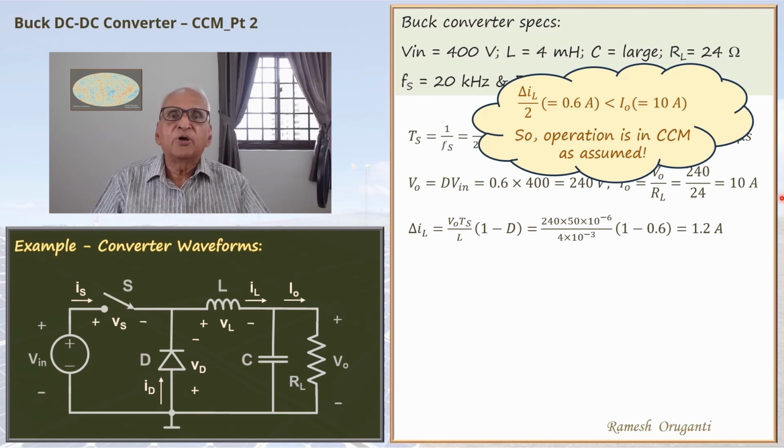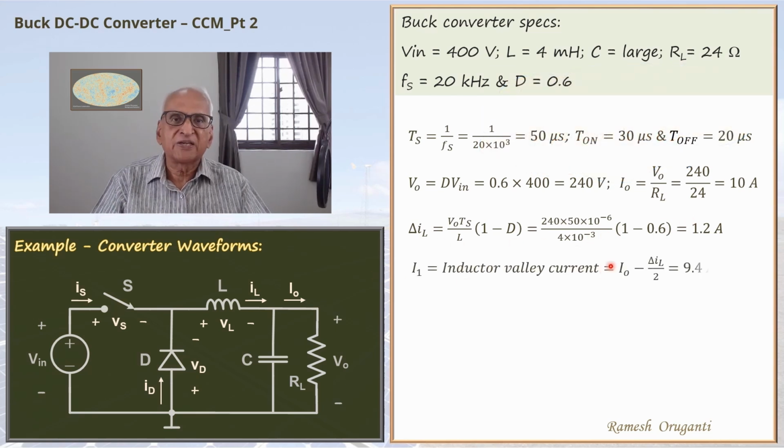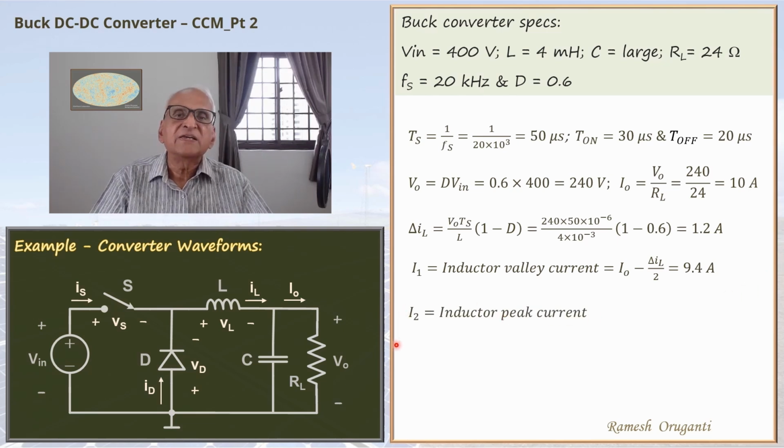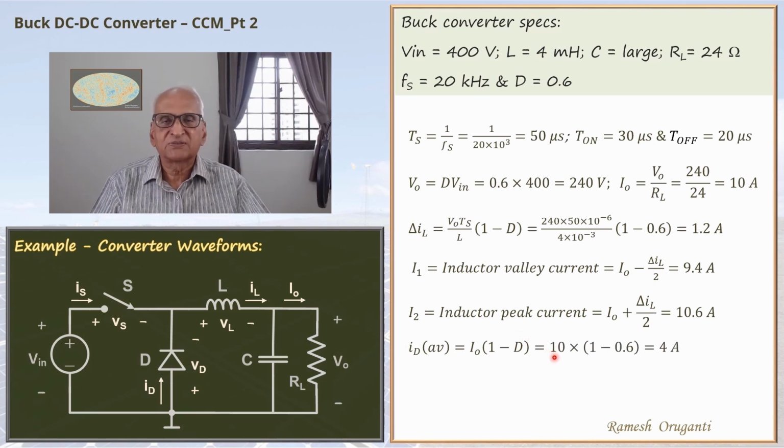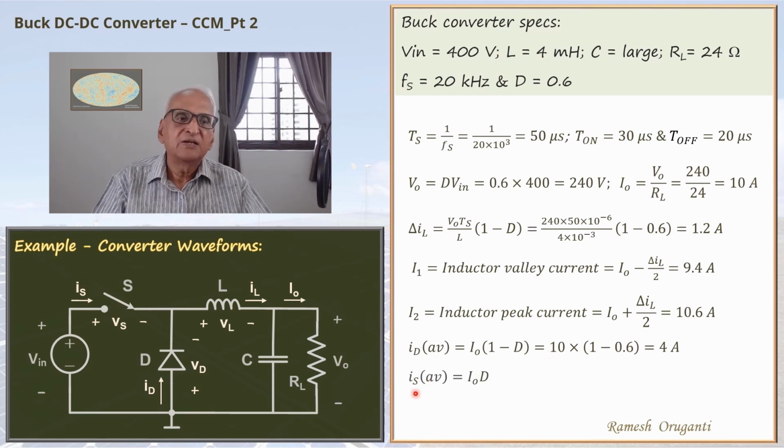We can calculate I1 and I2. I1, the inductor valley current, is I0 minus delta IL by 2, 10 minus 0.6, 9.4 amperes. Likewise, I2, the inductor peak current, is I0 plus delta IL by 2, 10.6 amperes. And then the diode average current is I0 times 1 minus D. We just now saw that. I0 is 10 amperes, D is 0.6, so it is 4 amperes. Likewise, IS average is I0 times D, 10 times 0.6, 6 amperes.